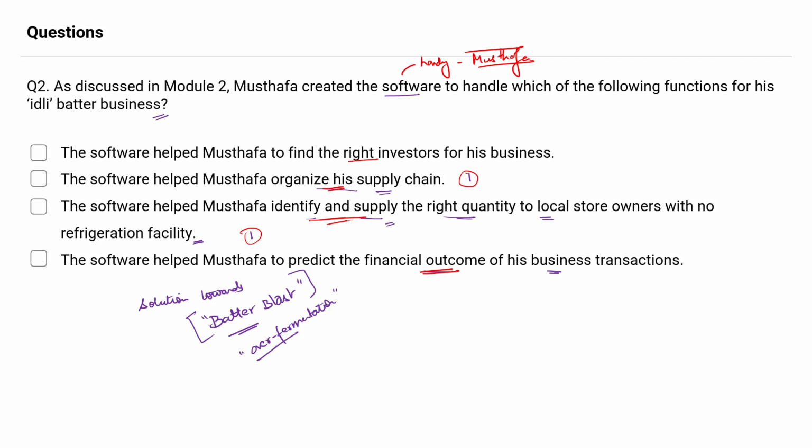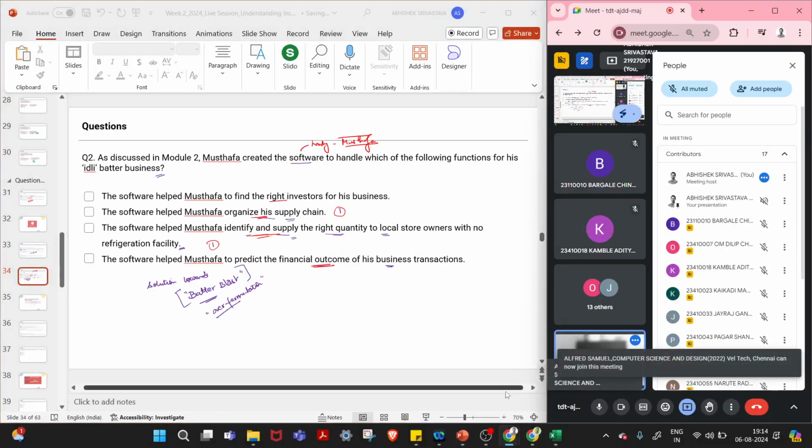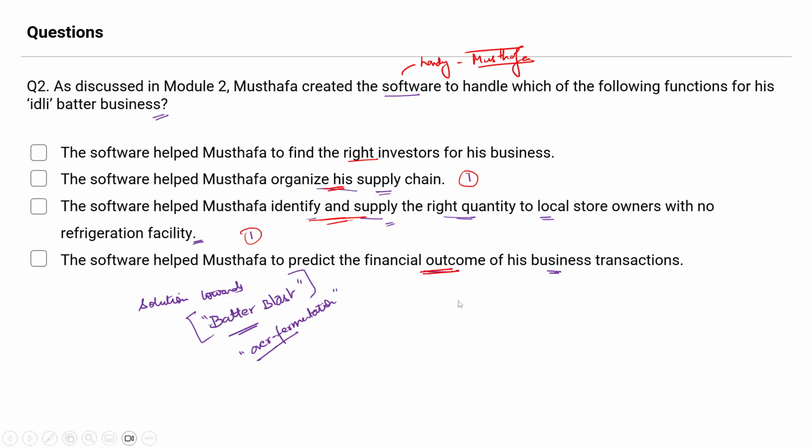All right. And that helped even the owners who did not have any refrigeration facilities, because, as they say, it would sell out quickly, so whatever amount they supplied, the idli batter was getting consumed and taken up by the people. So the over fermentation was not happening because it was getting consumed in a given time, right?